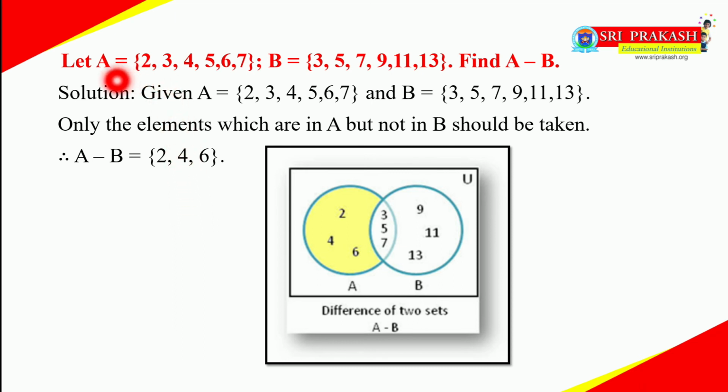Let A is equal to {2, 3, 4, 5, 6, 7}, B is equal to {3, 5, 7, 9, 11, 13}, and find A difference B. If you observe, this is set A and this is set B. You can easily find that 2, 4, 6 are the only elements that are in A but not in B. That means 2, 4, 6 are the elements that belong to A difference B.